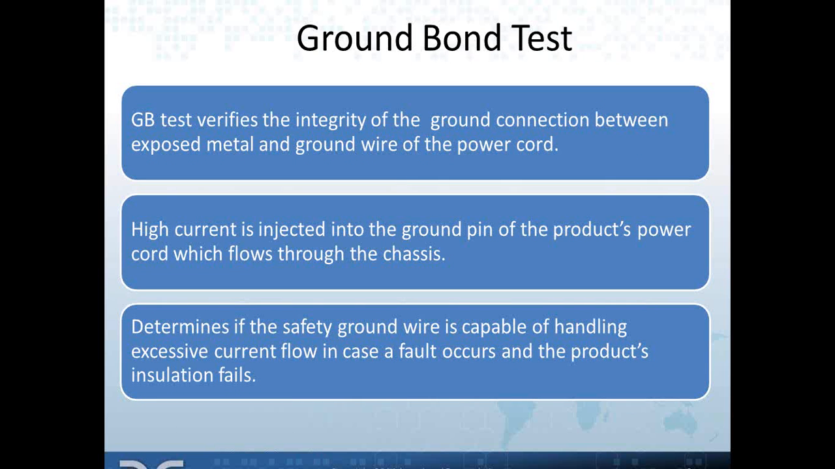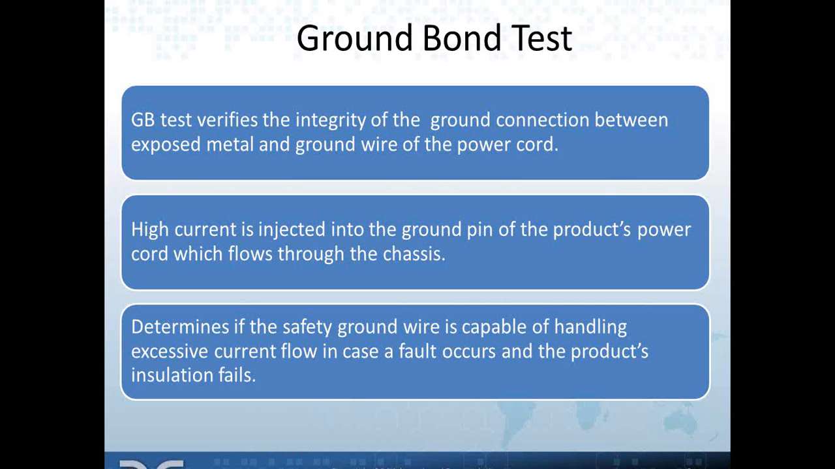Well, the ground bond test, or the ground impedance test, is used to determine whether the safety ground connection of a product can adequately handle the fault current resulting from a dielectric breakdown. It basically verifies the integrity of the ground connection between the exposed metal and the ground wire of the power cord. How is it run?